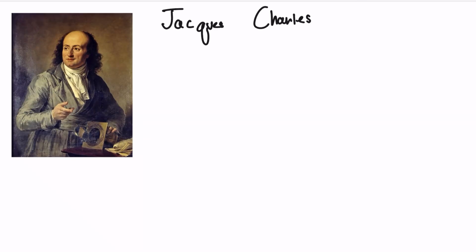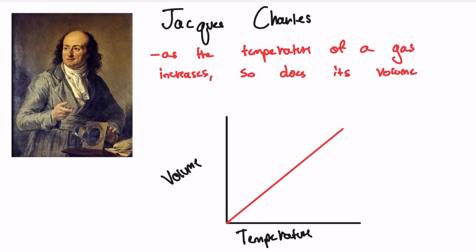Our next relationship is the one between the temperature and volume of a gas. In the late 1700s, Jacques Charles performed experiments on the relationship between these two variables. He found that as the temperature of a gas increases, so does its volume, and that this also happens in a 1-to-1 ratio. Again, it's super important for you to understand that the relationship between temperature and volume is in a ratio of 1-to-1.